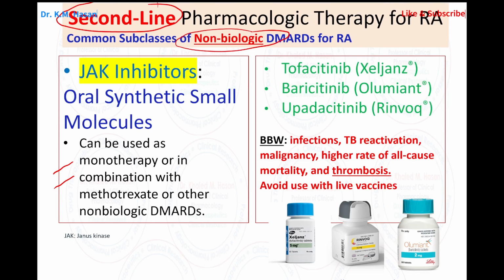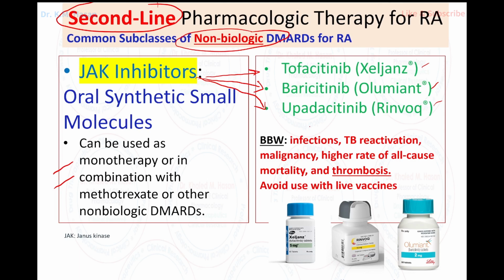So what we have so far for the second line therapy for non-biological DMARDs is the JAK inhibitors. We have three medications: tofacitinib, baricitinib, and upadacitinib. Here we talk about the drug names and the brand names: Xeljanz, Rinvoq, and Olumiant. So three medications here in clinical practice. Do you need to take any precaution, a black box warning, for these medications? Yes, very important.